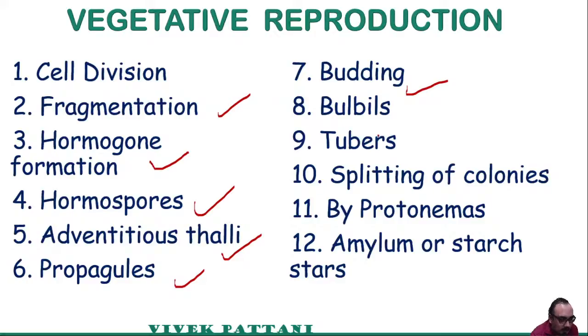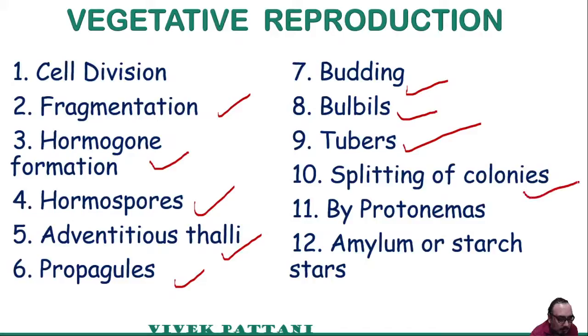Next come the bulbils. Okay, many times the rhizoids of certain algae produce small bud-like structures, which are basically full of stored food material, which can give rise to a new alga. Next example is tubers. What are tubers? They are simply rounded structures, usually full of starch. When they are detached from the main structure of the alga, they grow into a new colony.